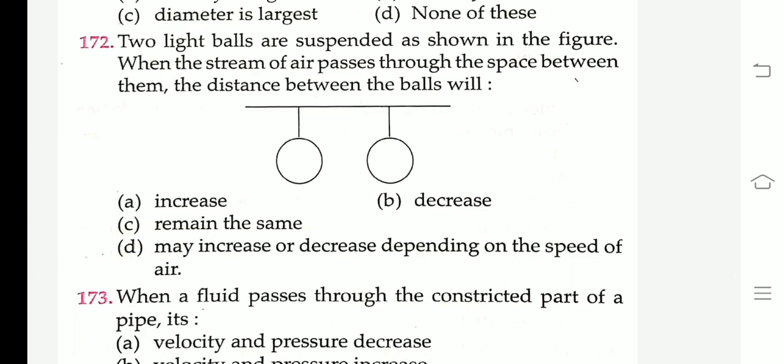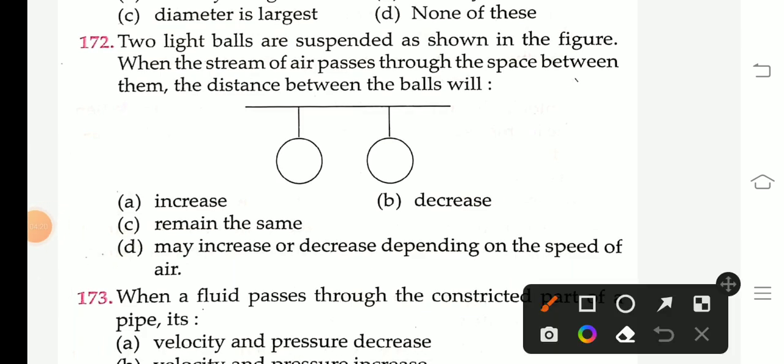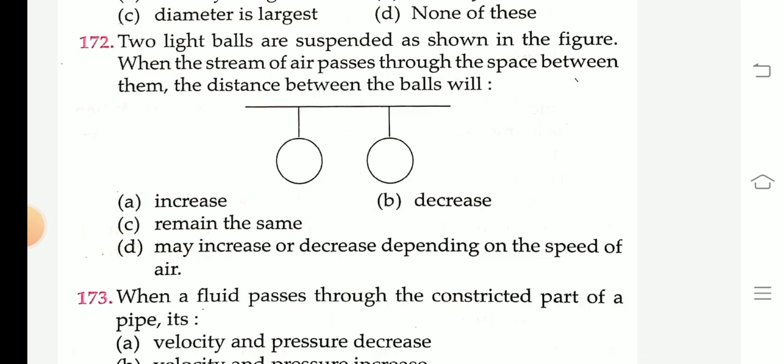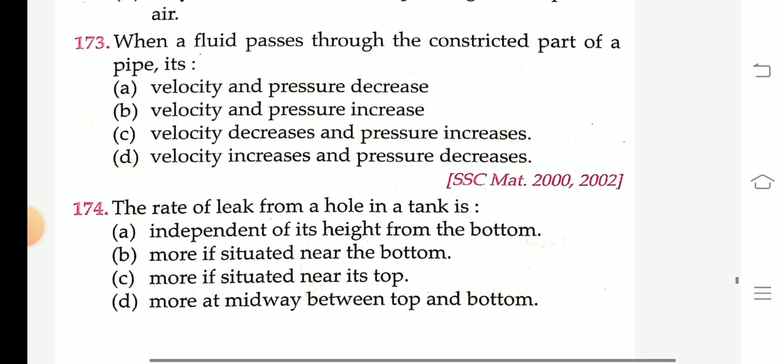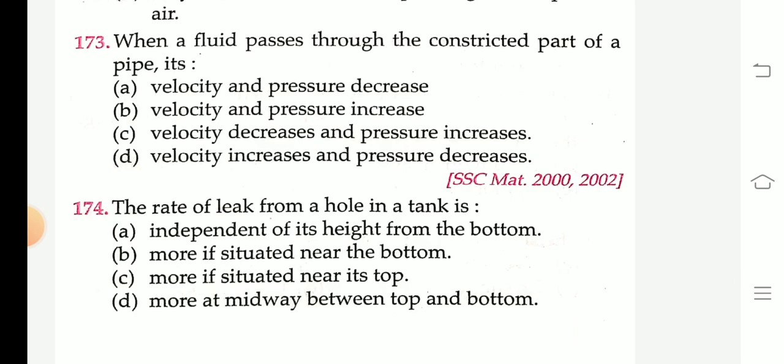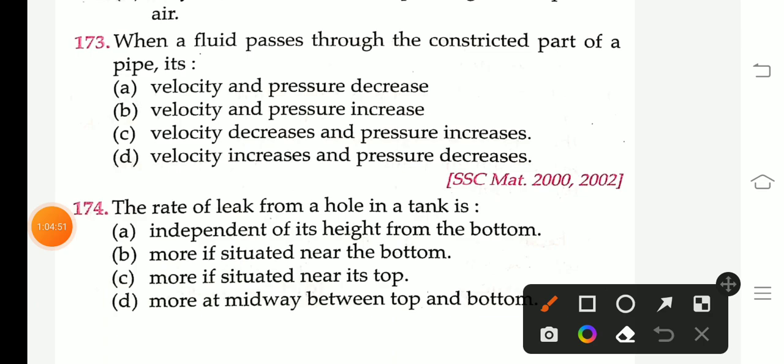Two light balls are suspended as shown in the figure. When the stream of air passes through the space between them, the distance between the balls will decrease. When a fluid passes through the constricted part of a pipe, its velocity increases and pressure decreases.